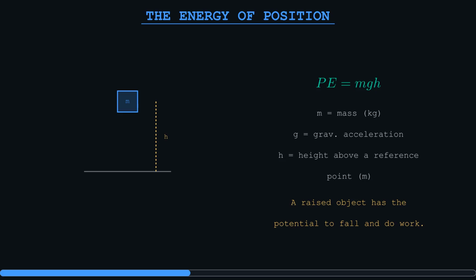Potential energy is the energy an object has because of its position, calculated as mass times gravitational acceleration times height above a reference point. A raised object stores gravitational potential energy, ready to be converted into motion if it falls.